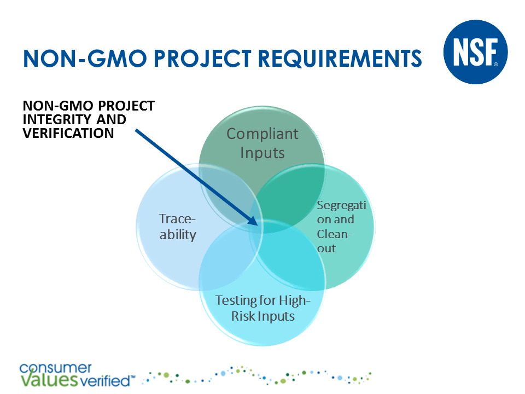We'll start with an overview of the Non-GMO project. There are 4 main pillars to the Non-GMO project: compliant inputs, segregation and cleanout, traceability, and testing for high-risk inputs. The Non-GMO project is very much a process-based standard. However, only individual products can carry the claim. The standard looks at product level compliance through compliant inputs, and these compliant products must come out of a compliant quality management system with principles and protocols of traceability, segregation, and cleanout to avoid GM contamination and commingling.